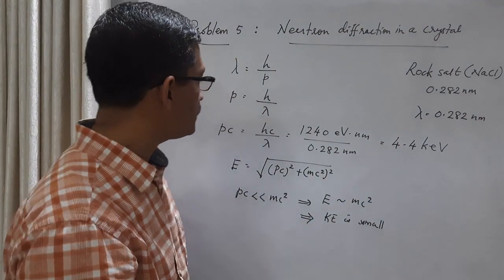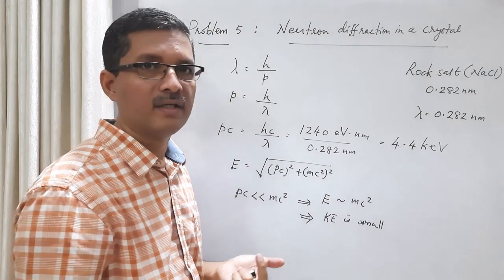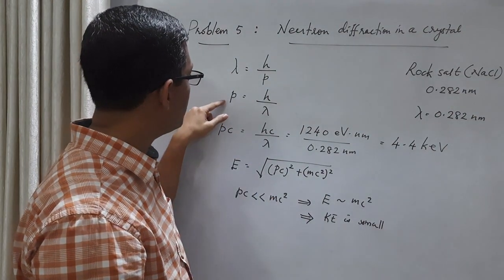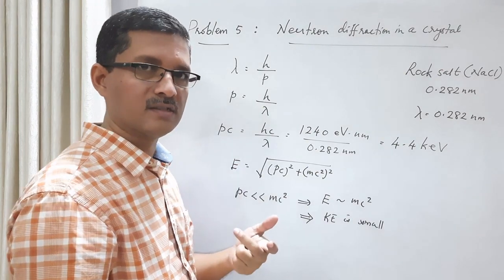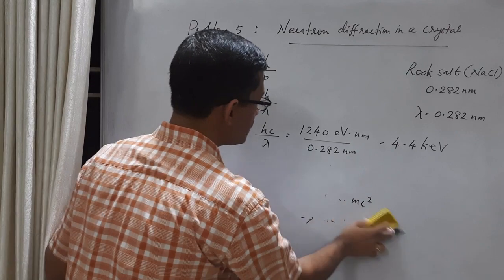That is why, once lambda is given and we want to calculate kinetic energy, then instead of momentum, let us always calculate Pc. Then we can compare it with the rest energy and decide whether a relativistic or non-relativistic calculation is needed.